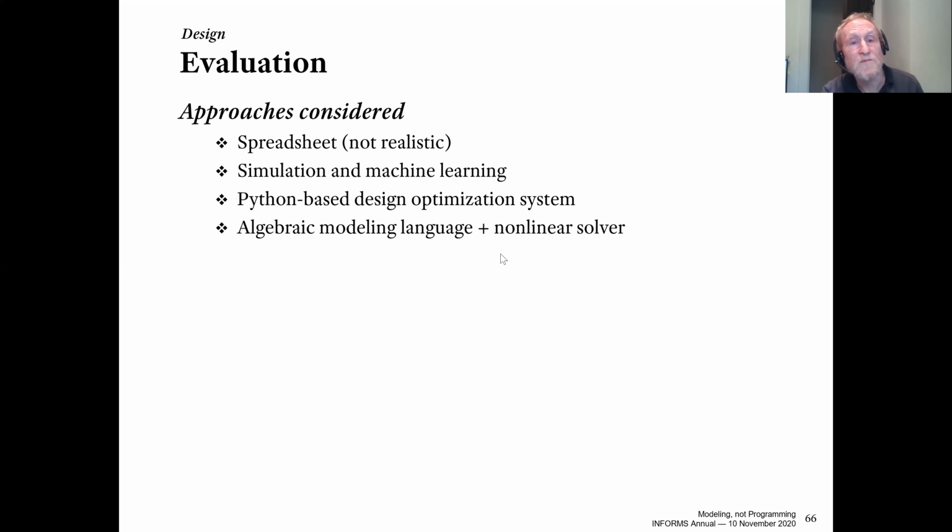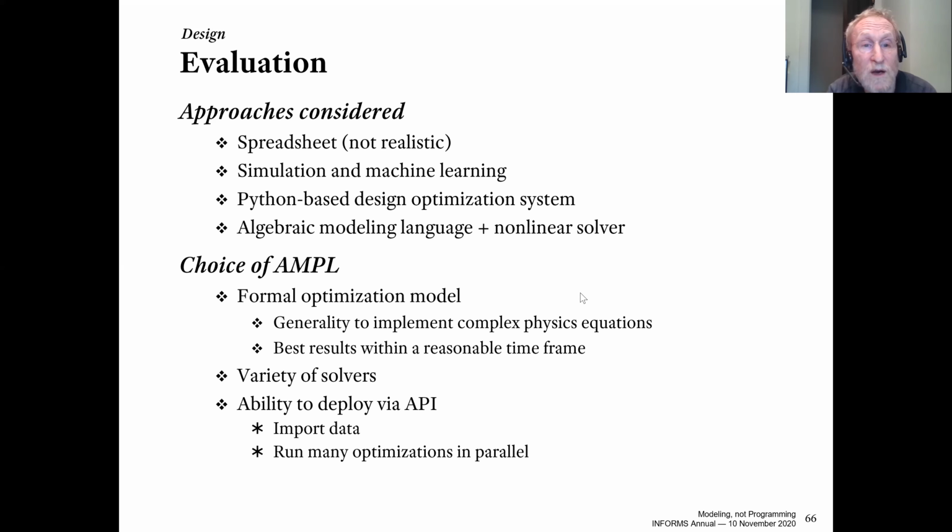They considered a number of things, including a design optimization system which was Python based. But in the end, they chose to use an algebraic modeling language plus a nonlinear solver. The reasons were in part that by using AMPL, they were able to implement complex physics equations using a formal model of optimization. It gave them the best results within a reasonable time frame. They could try various solvers, and then they could deploy via the API to embed this into their larger testing system.